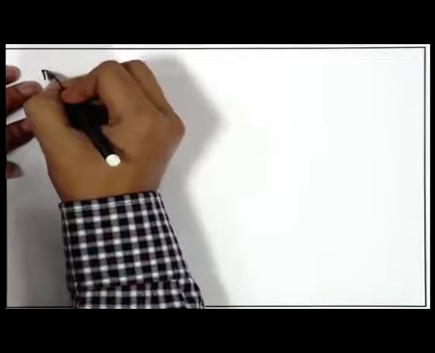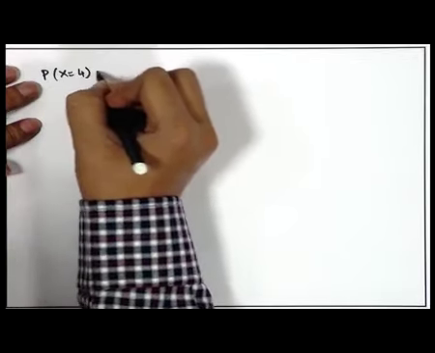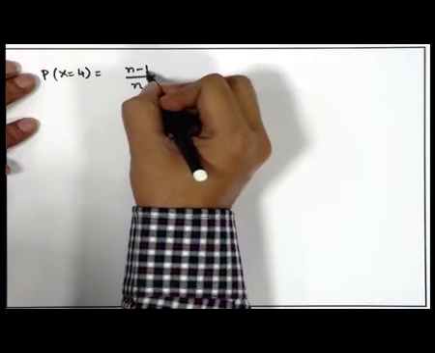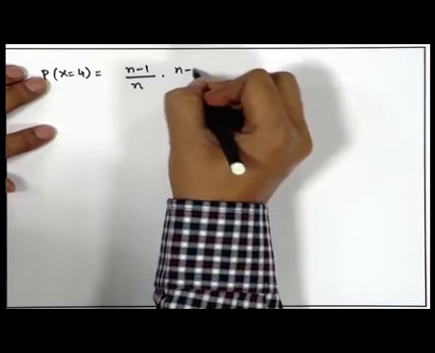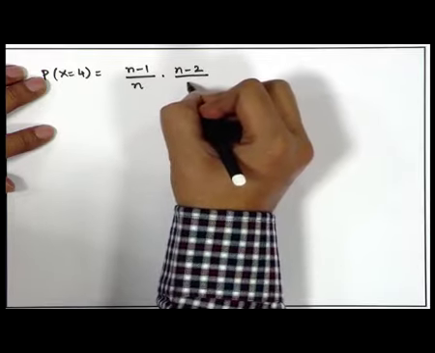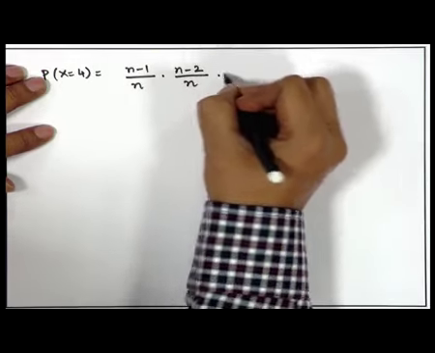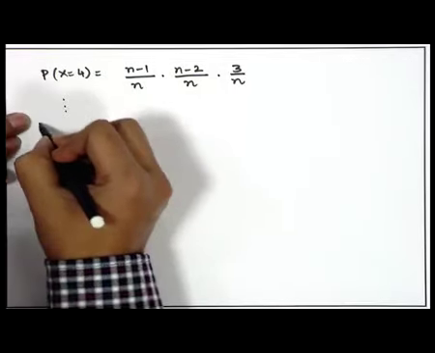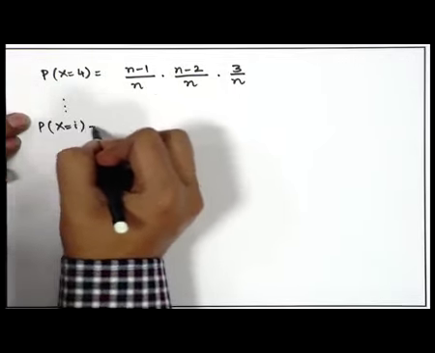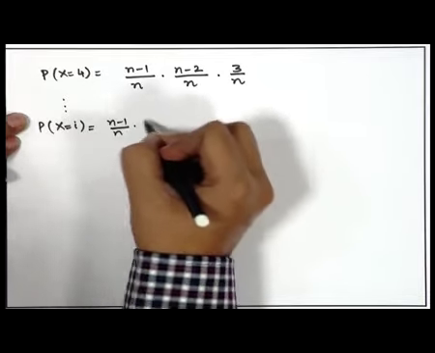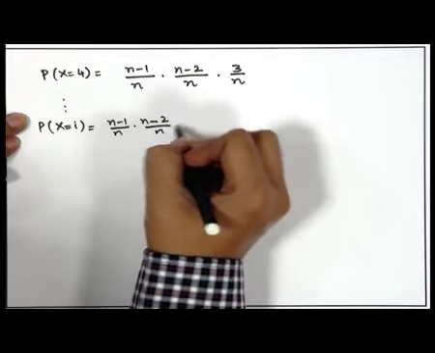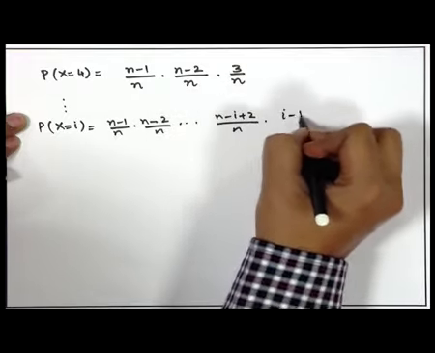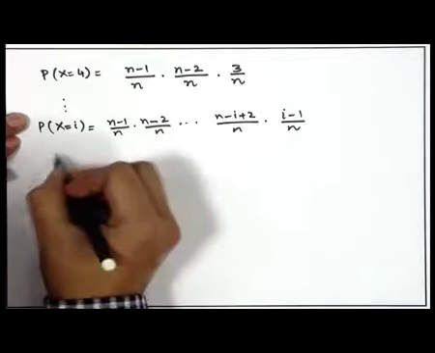What is the probability x equal to 4? So, that will be first one is distinct, second one is distinct from the first one, the third one is distinct from the first two. So, n minus 2 by n, and then it is one of the first three. At the ith one, n minus 1 by n, n minus 2 by n, and so on, n minus i plus 2 by n, and i minus 1 by n, and so on.